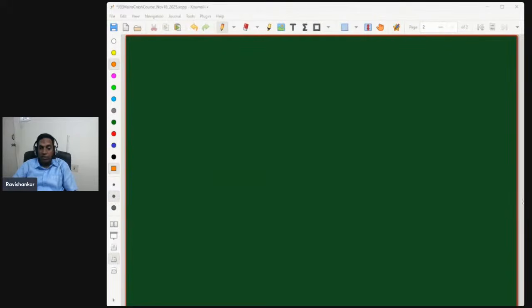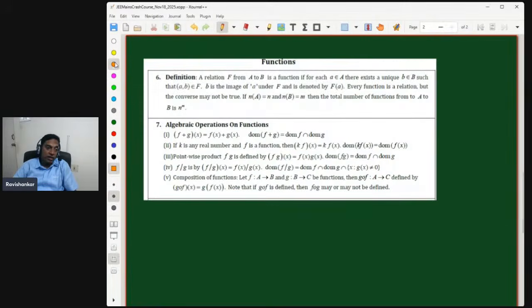Functions. The definition: a function is a relation where there is a unique image for every a in the domain. And (f + g)(x) is f(x) + g(x), etc. k times f of x is k f(x). So these are all fairly intuitive. The only thing is the domain of f by g. If you divide two functions, it excludes situations where g(x) is 0. Okay, and composition of functions: g of f of x is (g o f)(x).